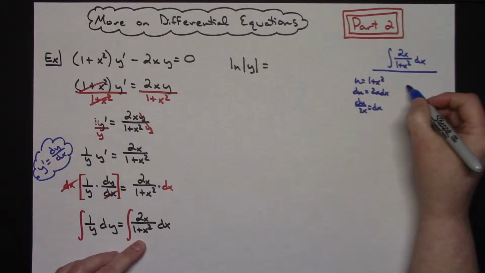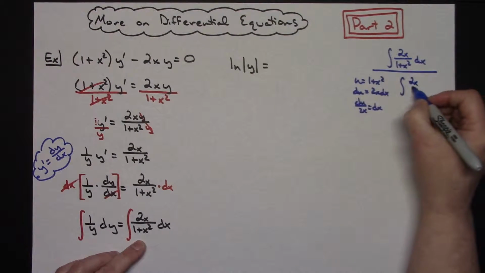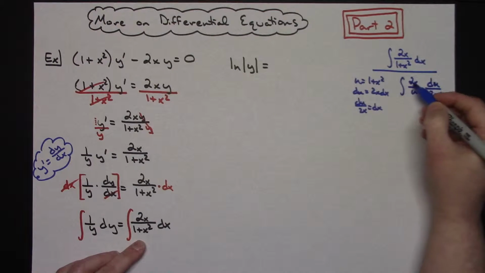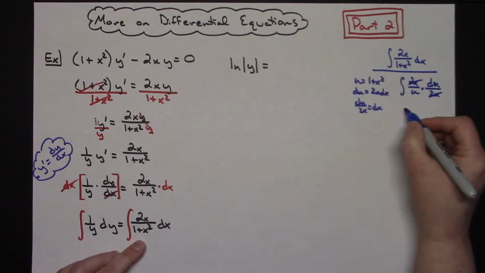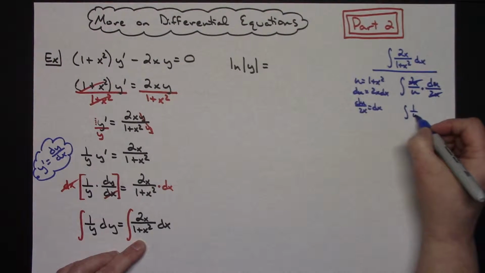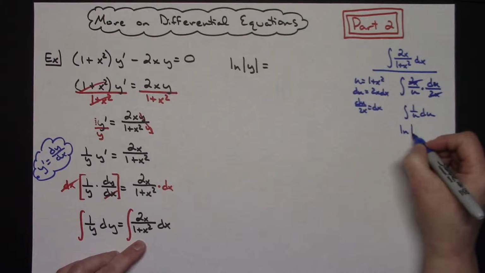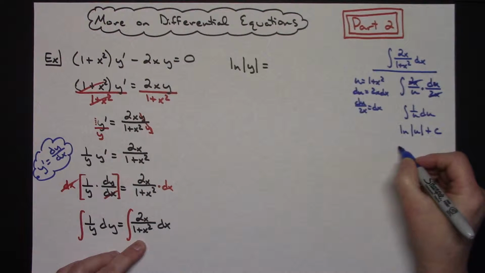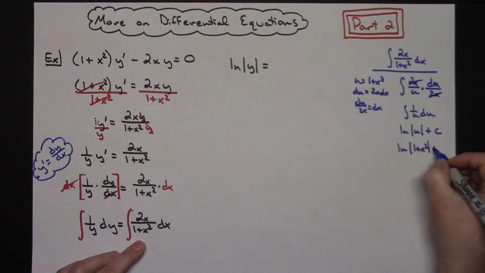Rewriting this here, I'm going to have the integral of 2x over u times du over 2x. The 2x is going to go away. So I'm going to be integrating 1 over u du. I integrate that with the natural log, absolute value of u plus c. Replace my u in there: natural log, absolute value, 1 plus x squared plus c.